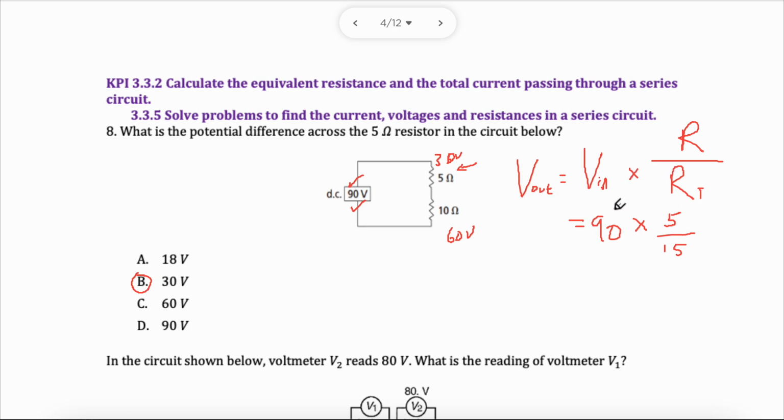So we have used this little voltage divider to check and get the answer. And we make sure it makes sense. If you add the two, you will get the battery. There's an Ohm's law method that you can do. You can find the voltage by doing V equals IR.